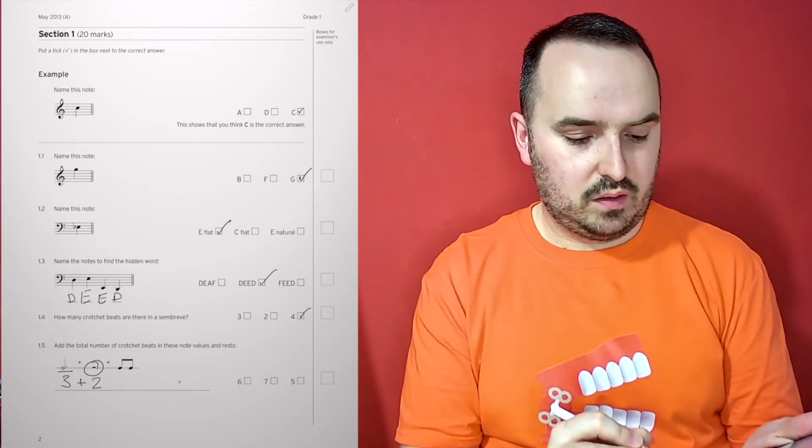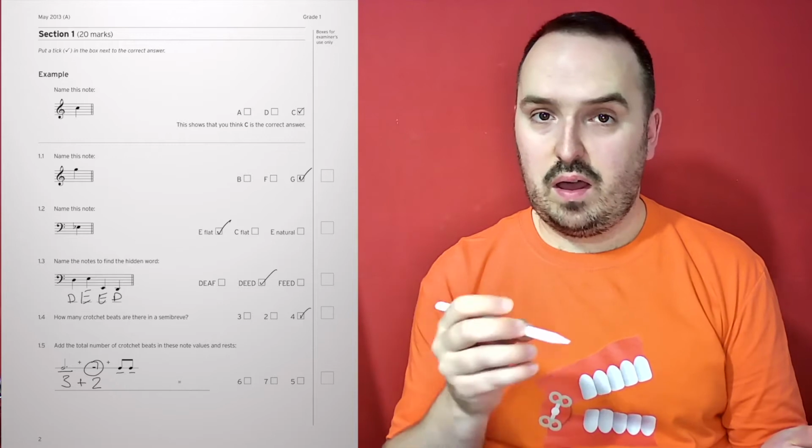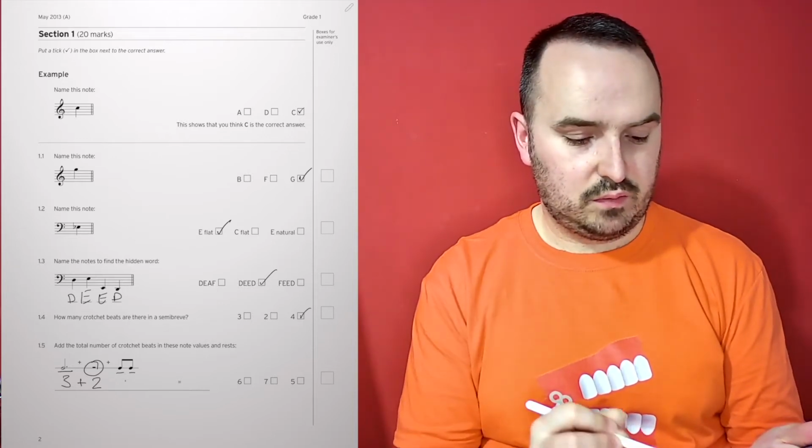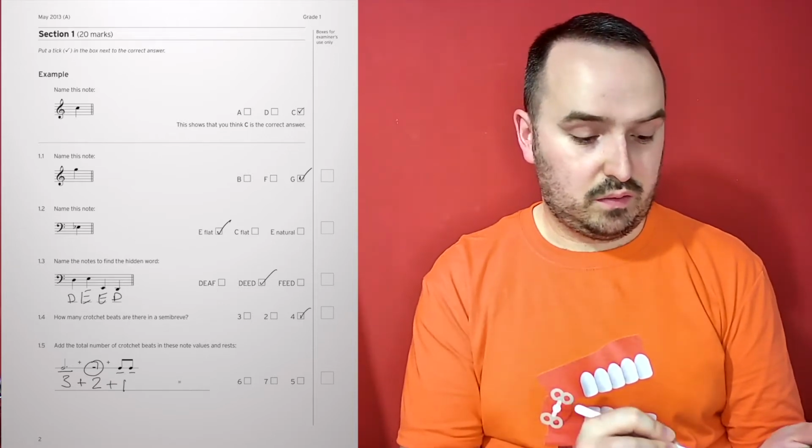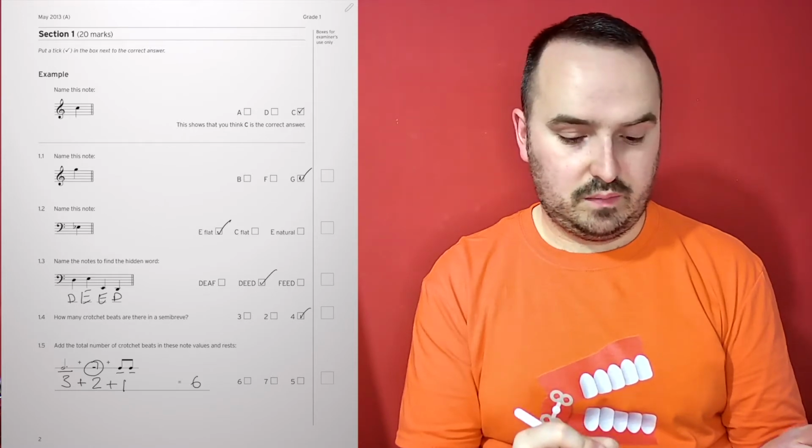And then we have our 2 quavers. A quaver is half a beat, adding those together gives us 1. Add that together, so we have 3, add 2, add 1 is 6, and that's 6 beats there.